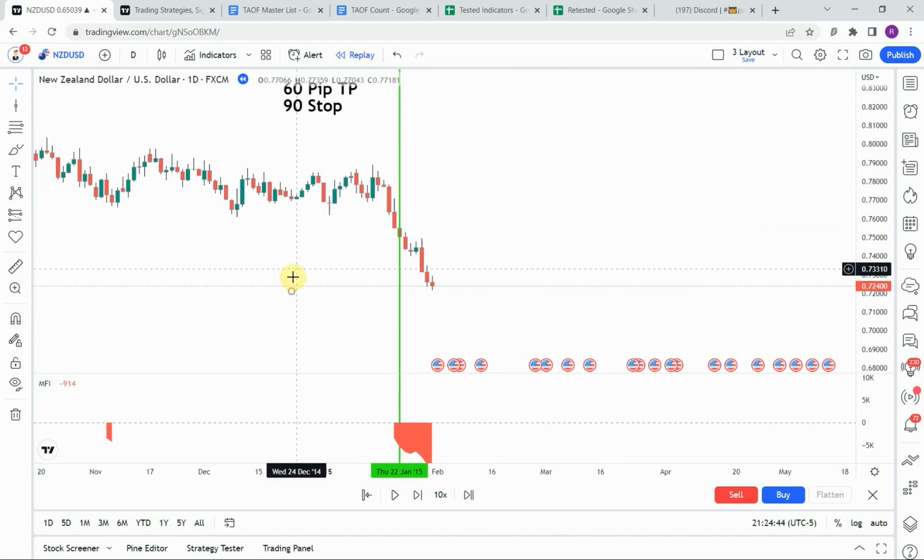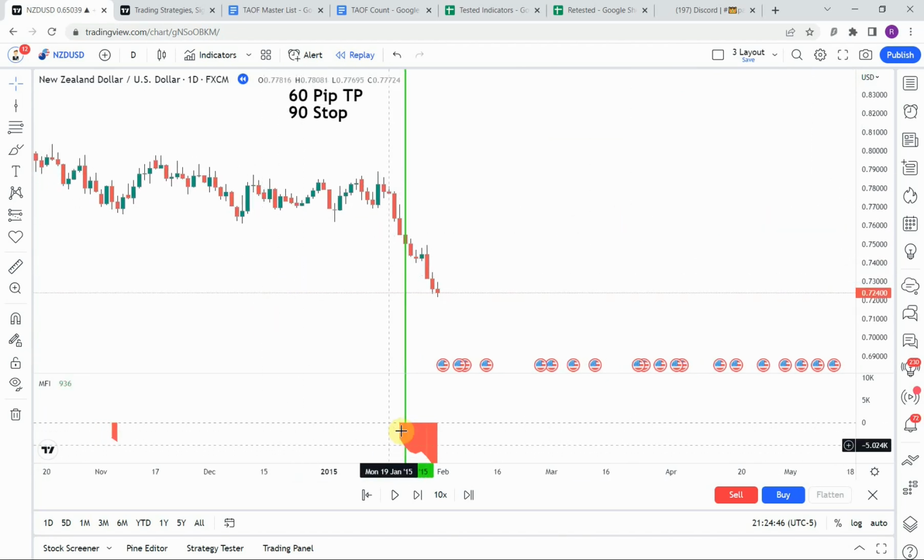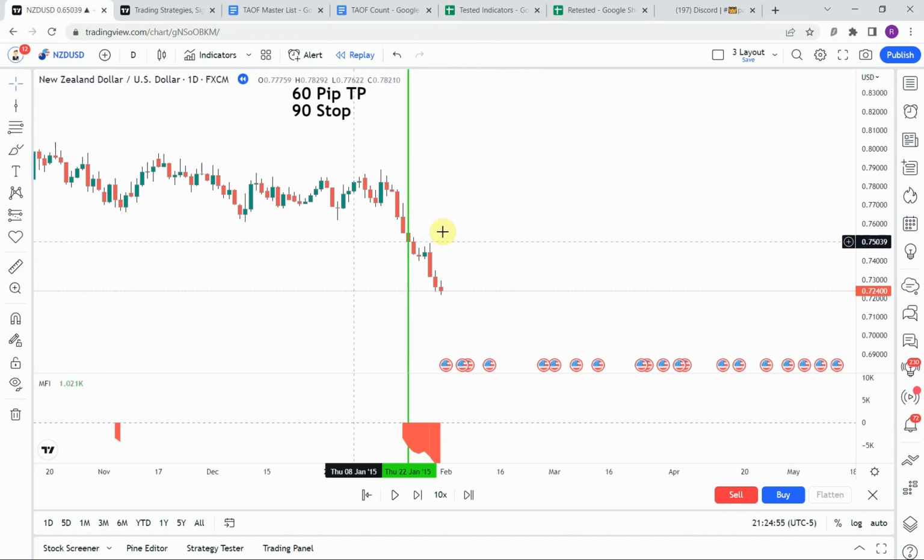Alright, so the first signal that we pick up is going to be a short signal. You can see that we get that red coloration pops up there on the money flow intensity, and you can see that we get a really nice push to the downside there, definitely coming down and getting us to our take profit. Let's go ahead and continue on.